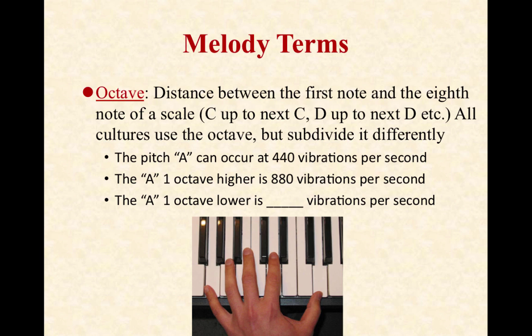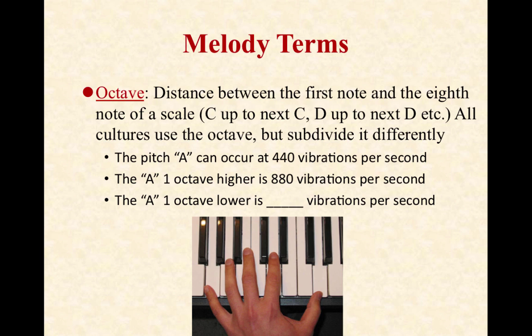All cultures around the world use the octave, but they divide it differently depending on their kind of music. A lot of melodies can occur much more at like a 440 vibrations per second. That would be the A above middle C.